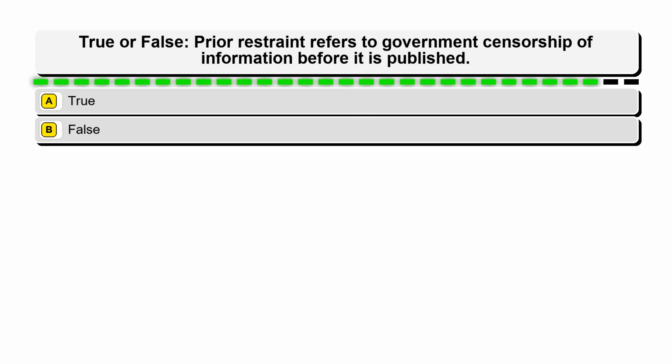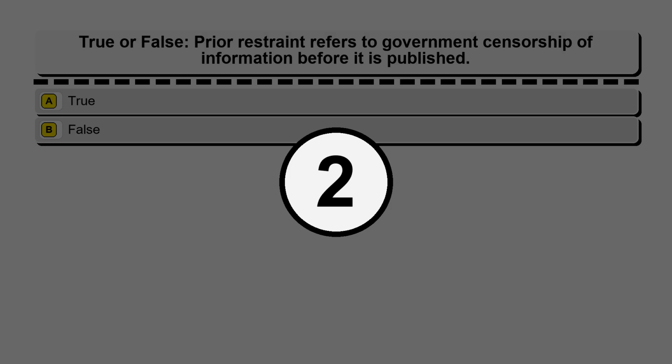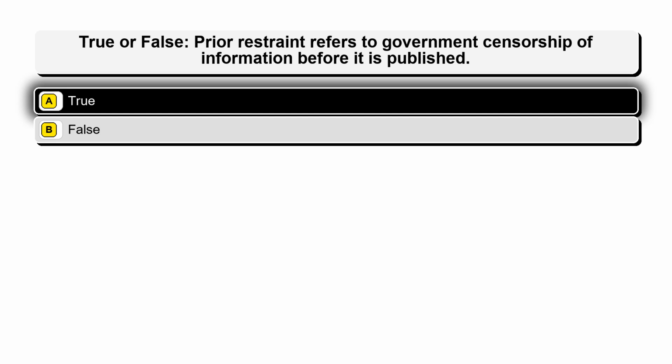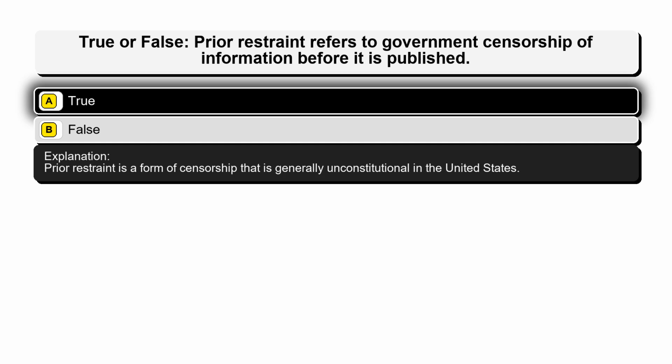Question 120. True or false, prior restraint refers to government censorship of information before it is published. Option A, true. Option B, false. The correct answer is option A, true. Prior restraint is a form of censorship that is generally unconstitutional in the United States.